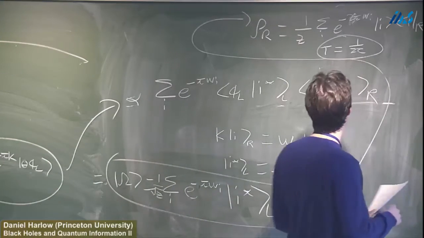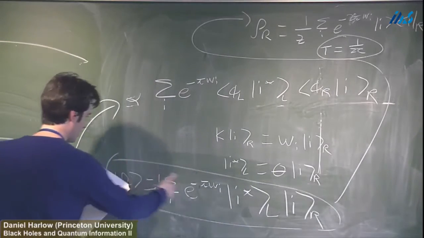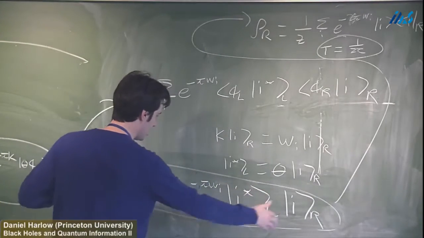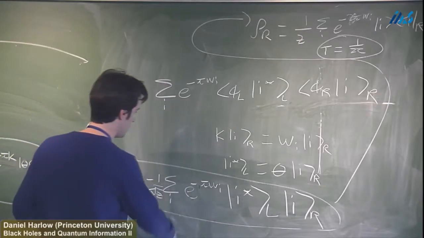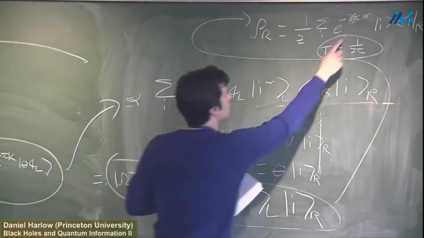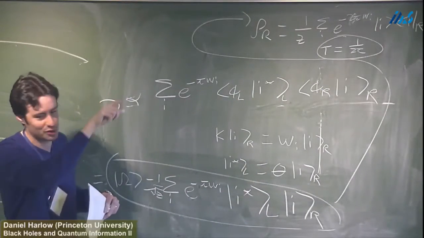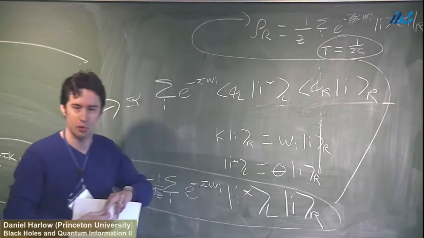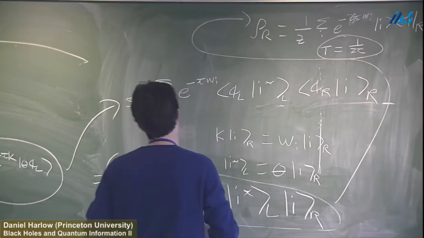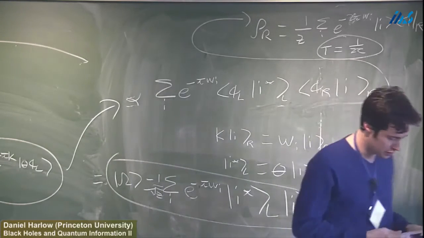So the upshot is that if you look at the Minkowski vacuum and you trace out one side, you're left with a thermal density matrix. But it's a thermal density matrix where the energy, the H that appears in the exponent, is not actually H, it's K. It's the boost operator. Okay. All right, so that's the general discussion of Rindler space.